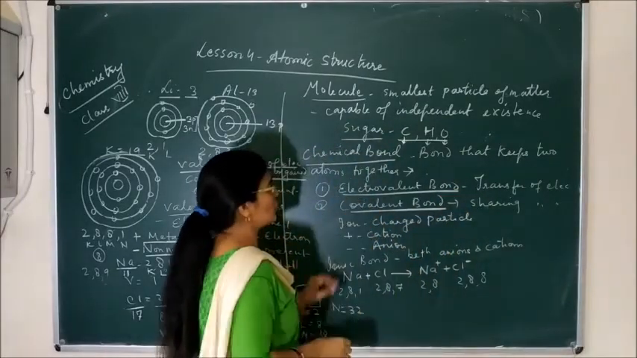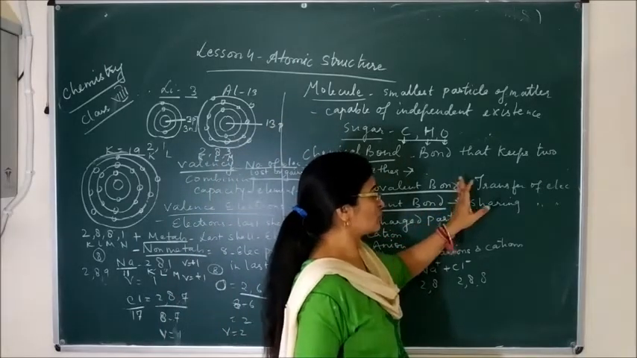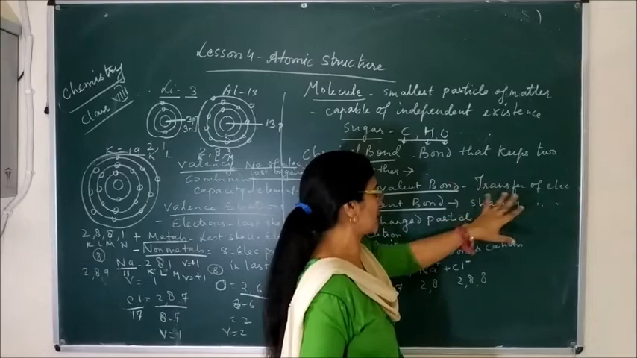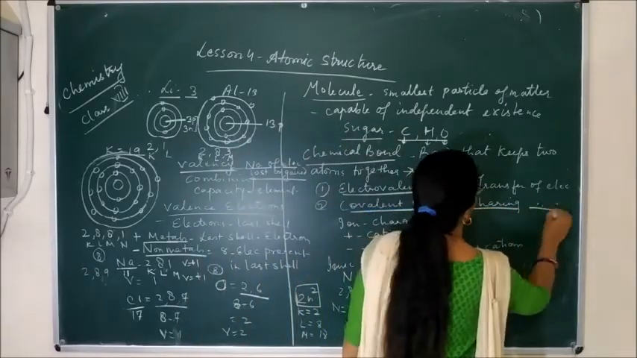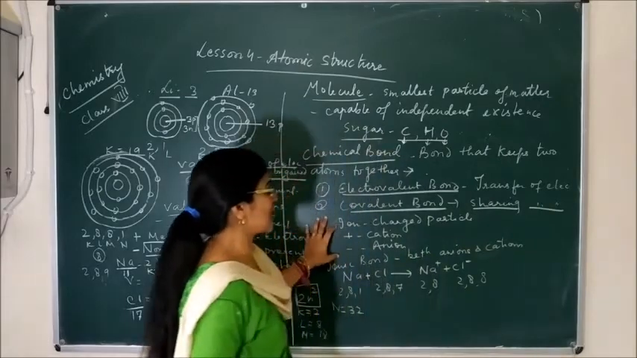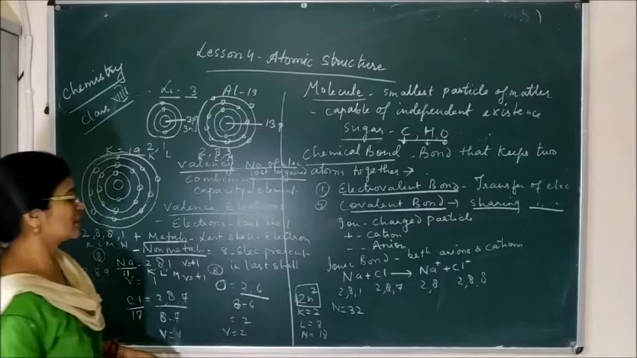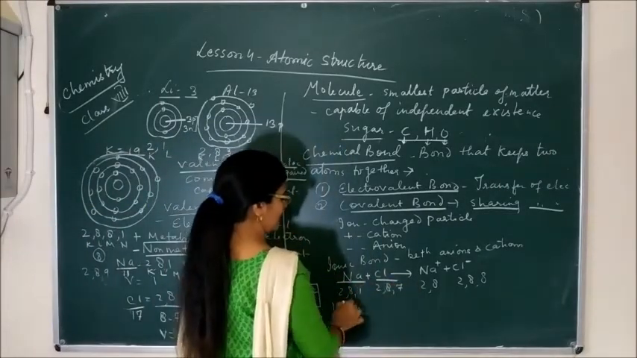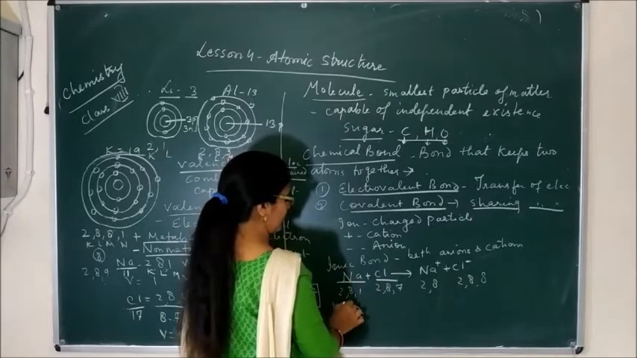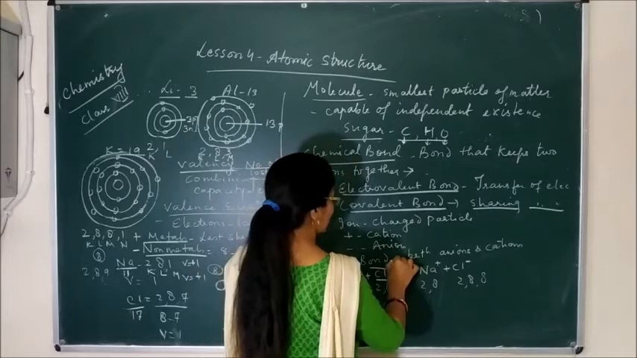So in electrovalent bond, what happens? The electrons are transferred from one atom to another, especially from metal to non-metal. And in covalent bond, what happens? There will be sharing of electrons. So transfer of electrons, just now I gave the example of sodium chloride. If we take the example of sodium and chlorine, sodium has atomic number 11 and chlorine has atomic number 17.